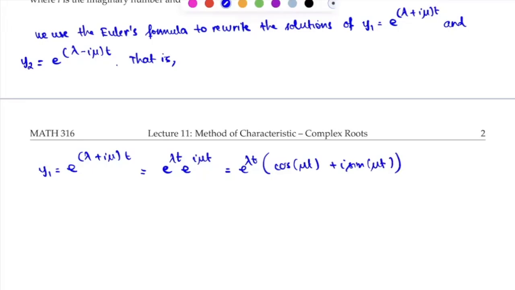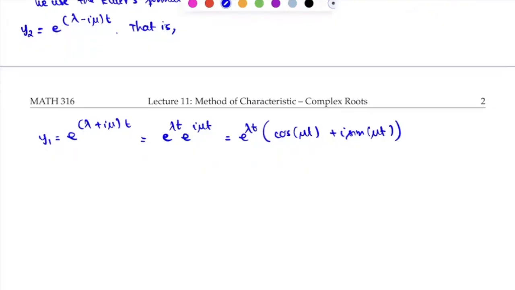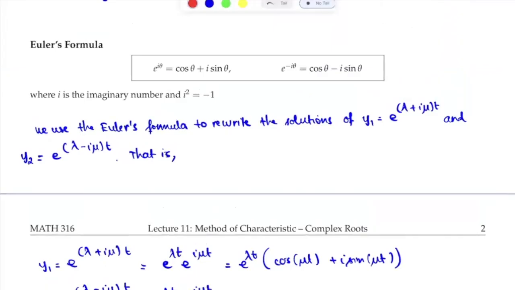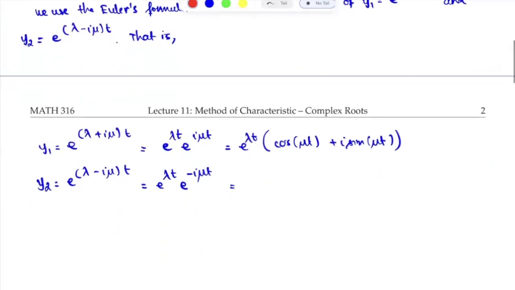Okay, so that's one. Now for the second solution, y2, I get y2 equal to e to the (lambda minus i mu) t, equal to e to the lambda t times e to the negative i mu t. So this is for the Euler's formula of this form. Okay, so e to the negative i theta, for theta in this case mu t. So I get e to the lambda t times cosine of mu t minus i times sine of mu t. Okay, so far so good. Any questions?